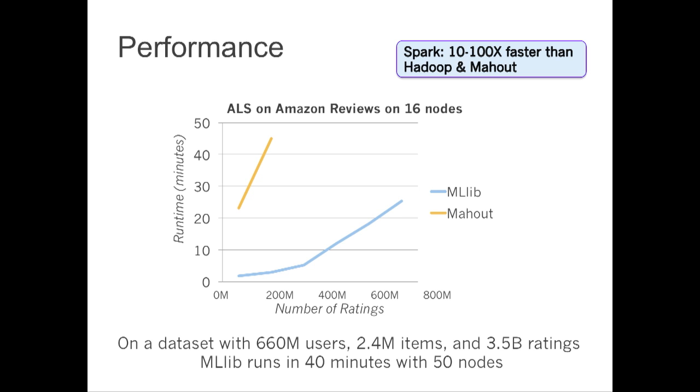Similar experiments were performed using the same sort of setup, but on a bigger cluster with 50 nodes and on a bigger synthetic Amazon Reviews data set with 660 million users and 2.4 million items with 3.5 billion ratings. Basically, on this pretty large data set, we were able to run MLlib in 40 minutes. So we can scale pretty well to large problems as we use bigger and bigger machines or bigger clusters, which is pretty cool. Okay.